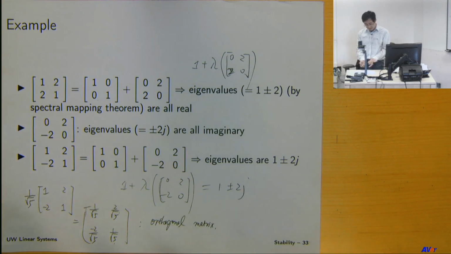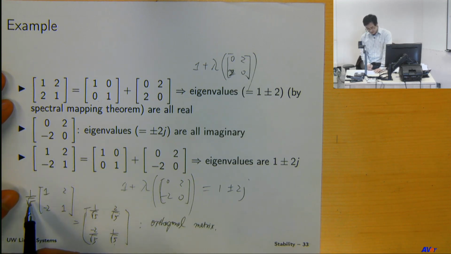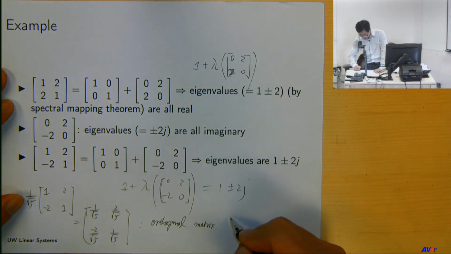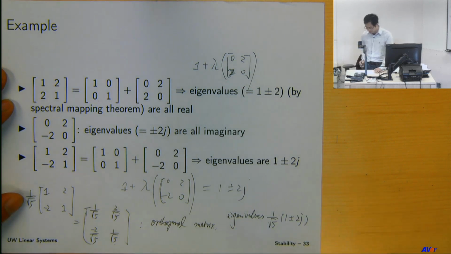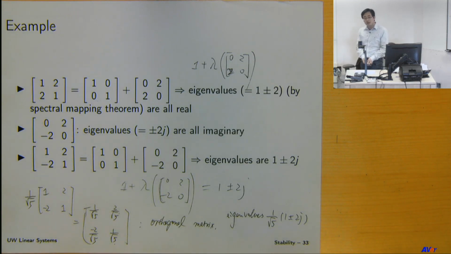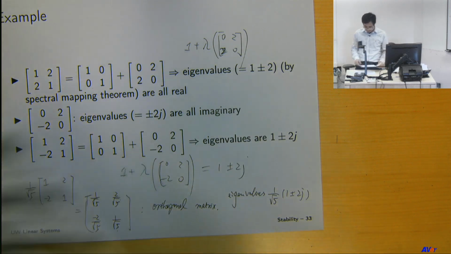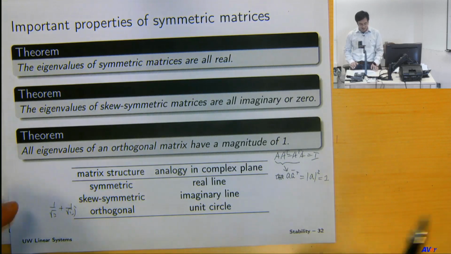So what are the eigenvalues of this matrix? It's nothing but the original matrix scaled by 1 over square root of 5. So the eigenvalues of this matrix are 1 over square root of 5 times 1 plus or minus 2j. And then you can see the magnitude of these eigenvalues is precisely 1. So we indeed verified our third theorem: orthogonal matrix, magnitude 1 eigenvalue.